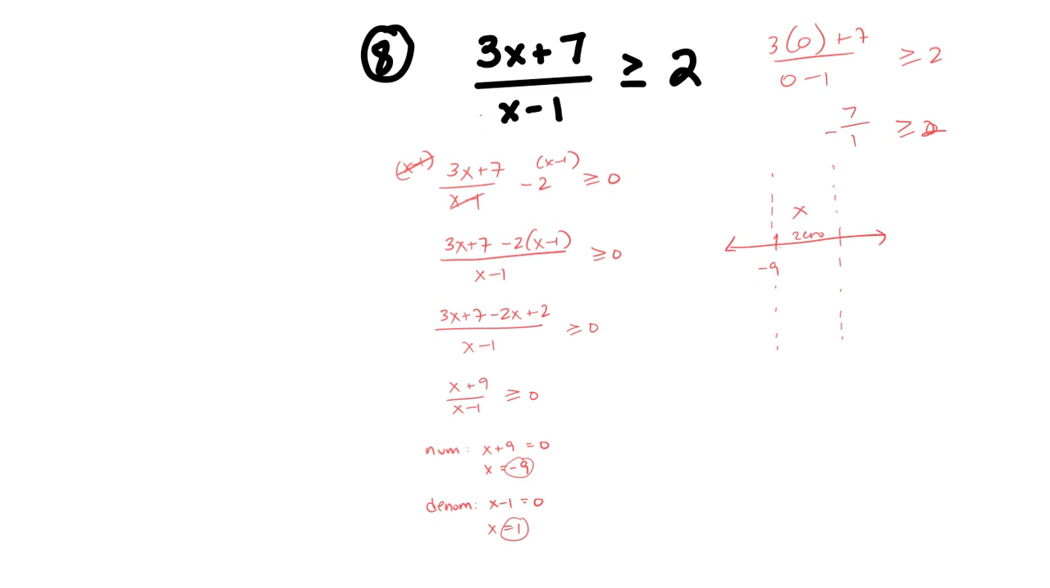So I know my solutions are here and here. So what I need to figure out now is my shading, right? I need to know, is it an open circle or a closed circle? And initially, again, this would be a no-brainer. This would be a closed circle. But because there's a denominator, it's tricky.